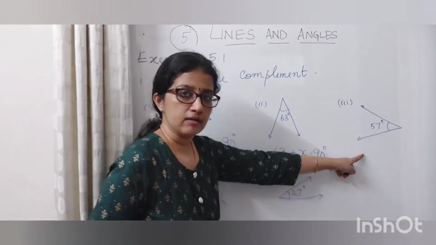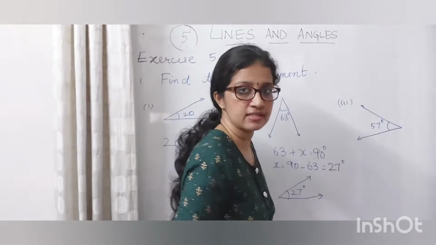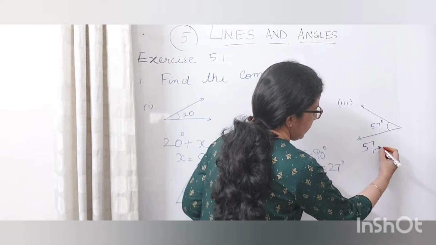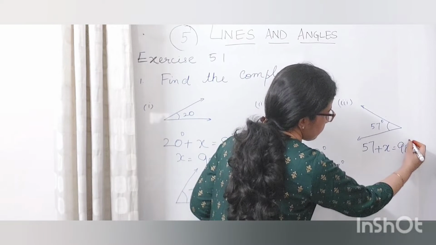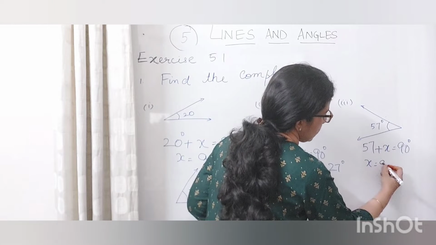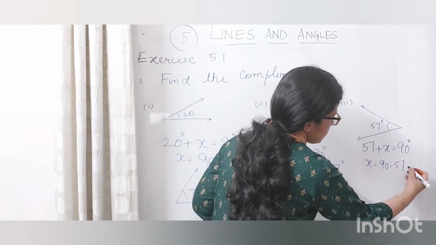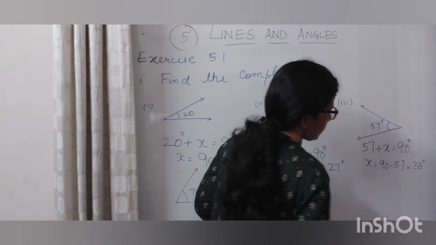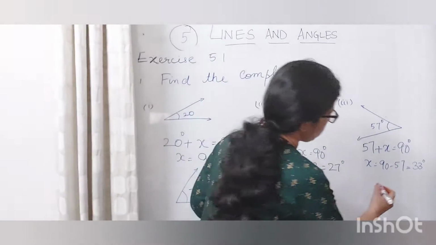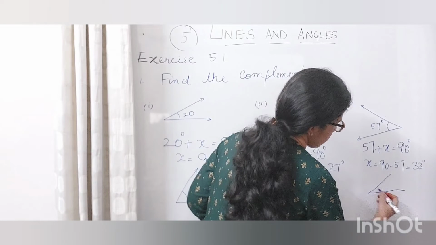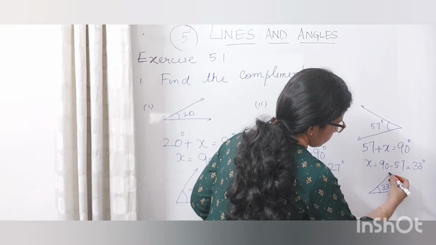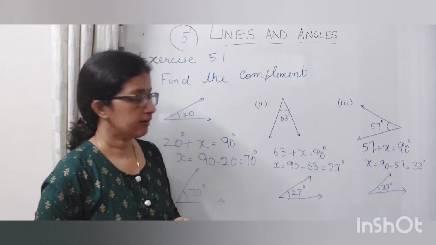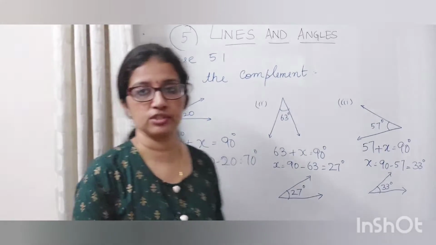Now let's go on to this angle. What is the measurement? 57 degrees. We have to find the complement to this angle. So 57 plus x is equal to 90 degrees. So x is equal to 90 minus 57 is equal to 33 degrees. So you draw an angle measuring 33 degrees. This is the complement to this 57 degree angle. Clear with this? Let's move on to our next question.